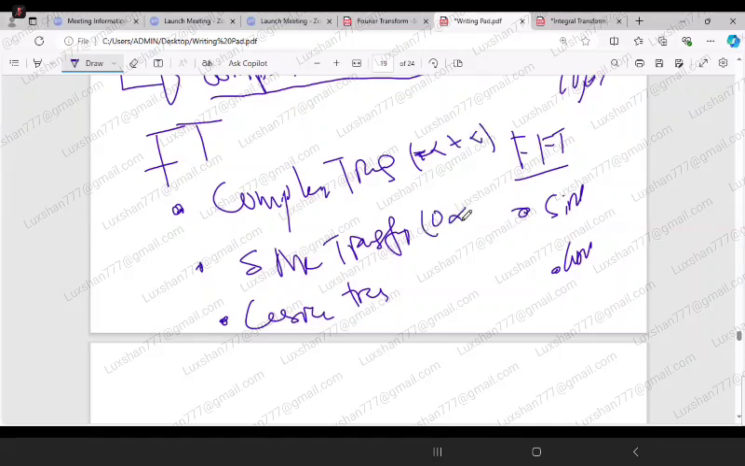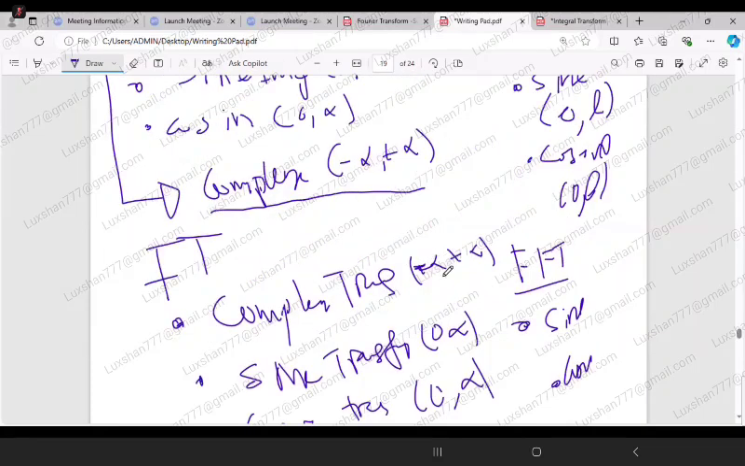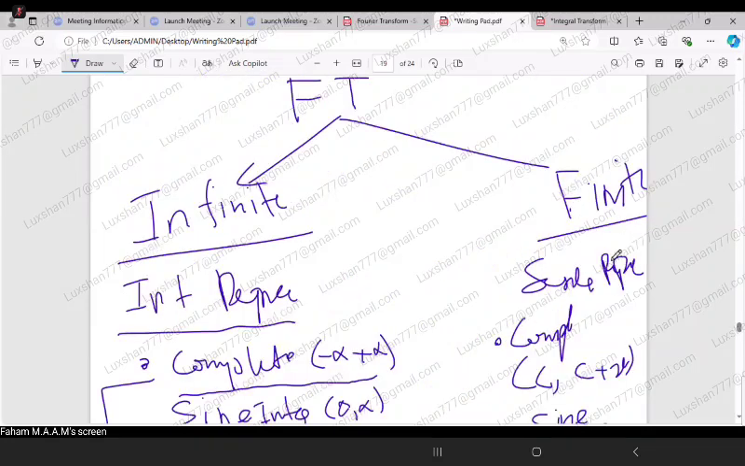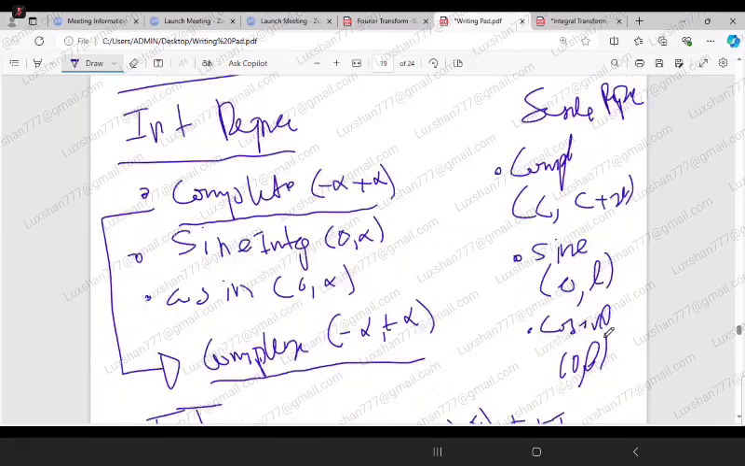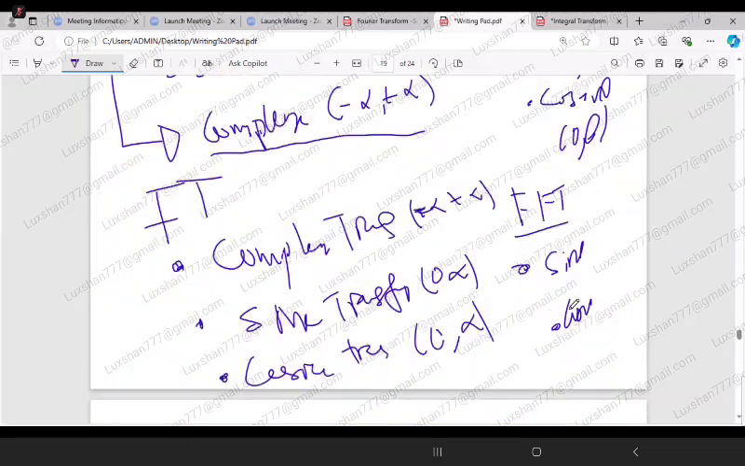Here, 0 to infinity. If it is a sine or cosine in the infinite case, 0 to infinity. Complete or complex, minus infinity to plus infinity. In the finite case, complete means c to c plus 2l form. Sine or cosine means 0 to l form. Here also, 0 to l.